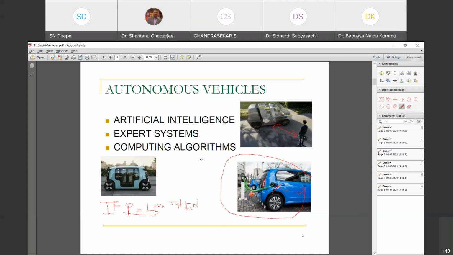How a human perceives the information, how a human is able to understand and extract the information, and how he is able to make a decision. Those concepts are written in terms of computing algorithms. That's it. It is not complex.